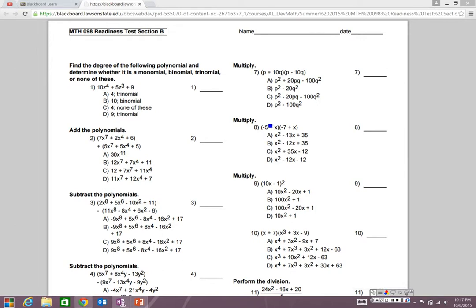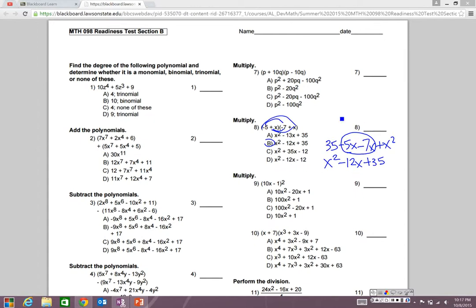So negative 5 times negative 7, that will give you a positive 35. Negative 5 times x will give you a negative 5x. X times a negative 7, negative 7x. X times x will give you an x squared. So now, when I write this in descending order, I want the term with the highest exponent first. So x squared, then I have these like terms here, negative 12x plus 35. So it looks like the answer is B. Alright, is that right?